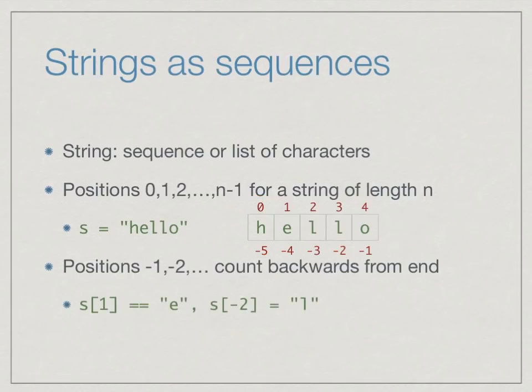So once we have this, we can see that we use the square bracket notation to extract individual positions. So S[1], that is the character at position 1, is an E. And if I walk backwards, then S[-2] is an L.